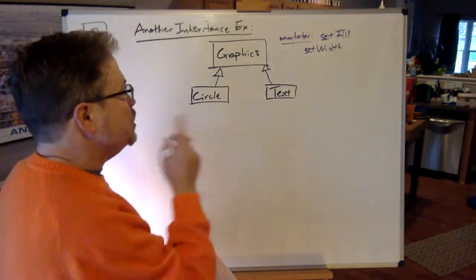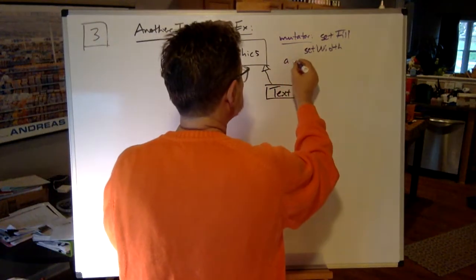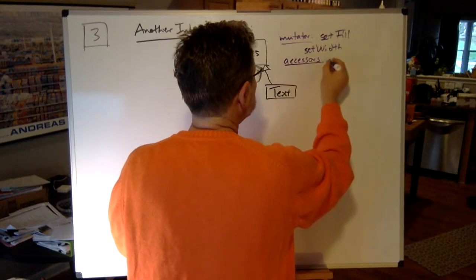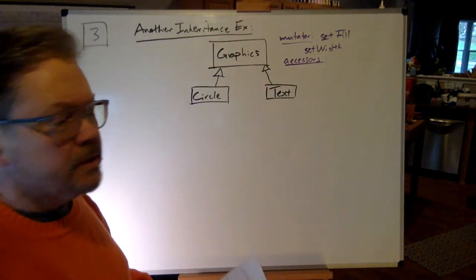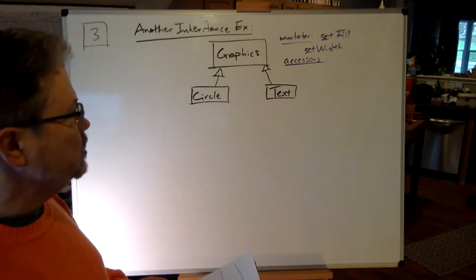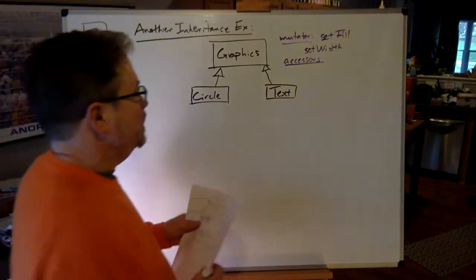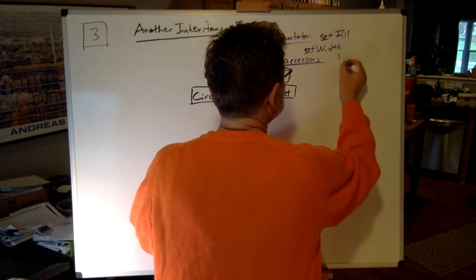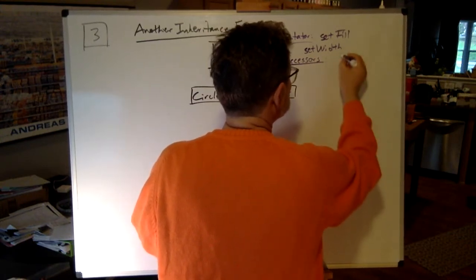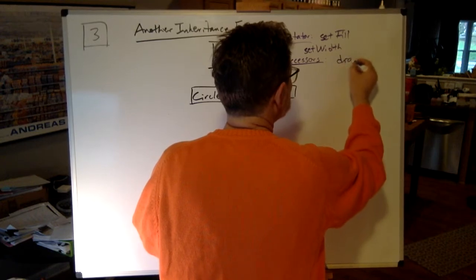Other methods that don't mutate, those are called accessors. ACCESSORS. Accessors observe something or look at something. They look at one of the attributes, but they don't change them. An example might be draw. Not in the Old West sense, but in the sense of draw yourself on the screen.